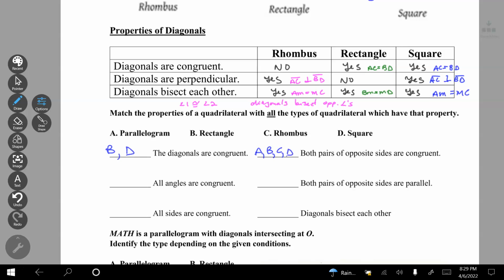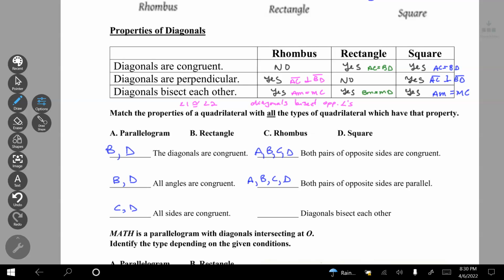That always happens. All angles are congruent. That's only for a rectangle and a square. Both pairs of opposite sides are parallel. Well, again, that's for every parallelogram, which means all 4 of these. All sides are congruent. That's only for a rhombus and a square.